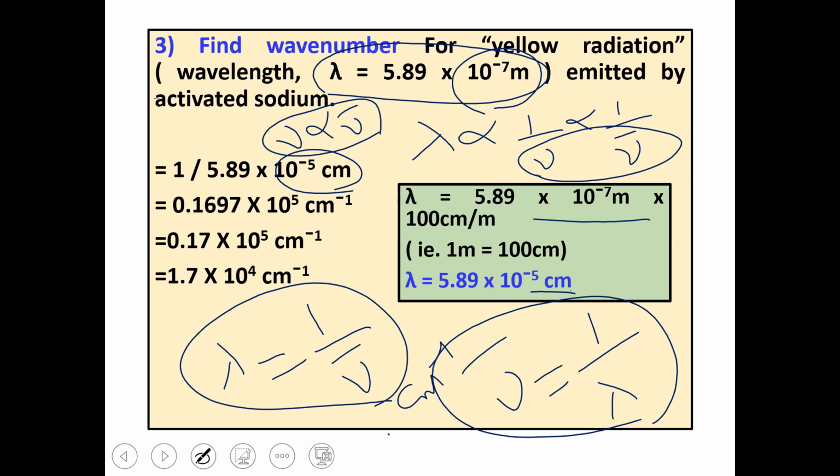When you divide 1 by 5.89, you get this. And 10 to the power of minus 5, when it goes up to the numerator, becomes 10 to the power of 5, and the unit is centimeter inverse instead of centimeter. So the final is like this, right? That's how you can calculate the wave number when wavelength is given, using the formula wave number is equal to 1 by lambda.